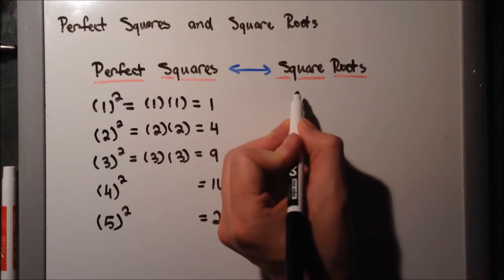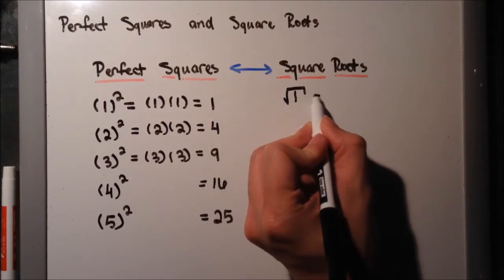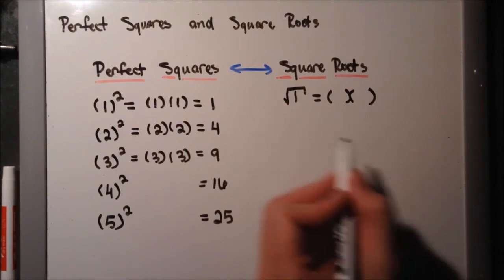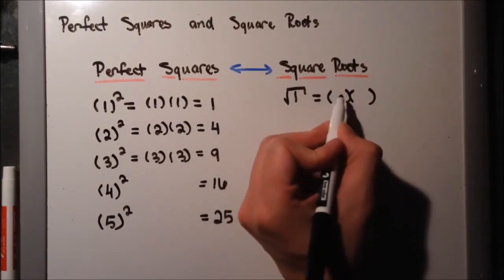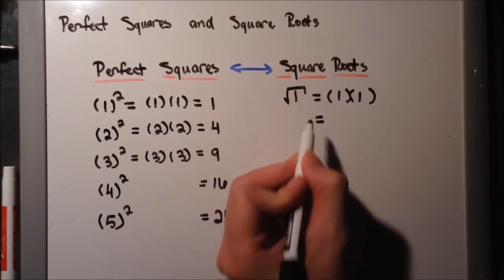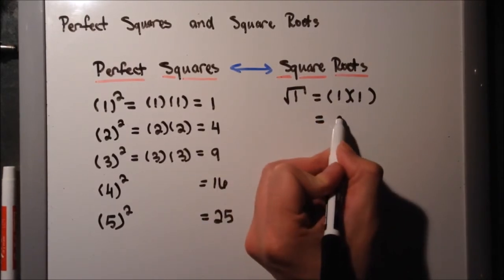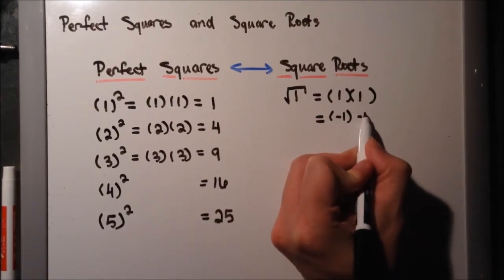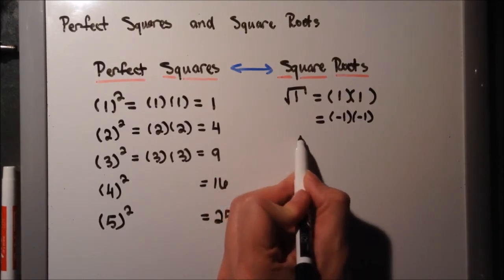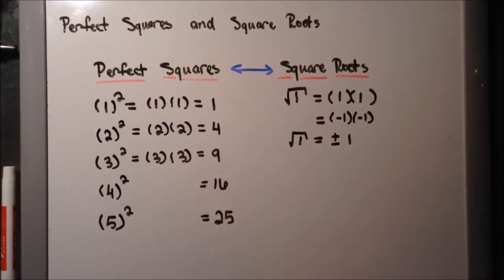So, let's do 1. The square root of 1 is basically a number times itself twice that equals 1. So basically, you can do 1 times 1, or this is what you have to keep in mind: 1 times 1 will give you a positive 1, but also negative 1 times negative 1 will also give you a positive 1. So the square root of 1 will equal positive and negative 1.